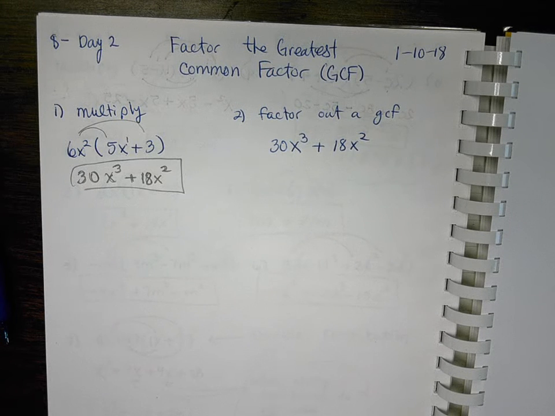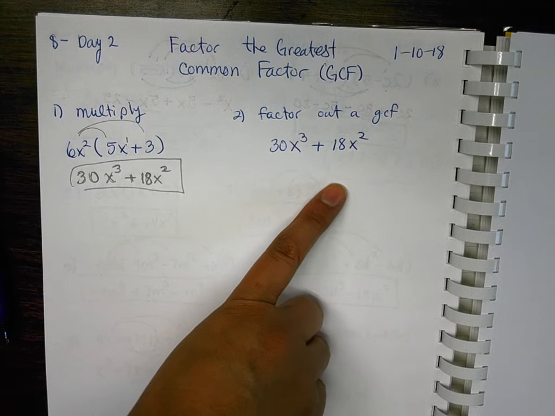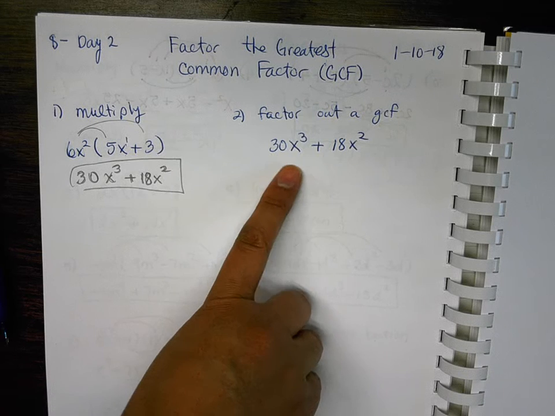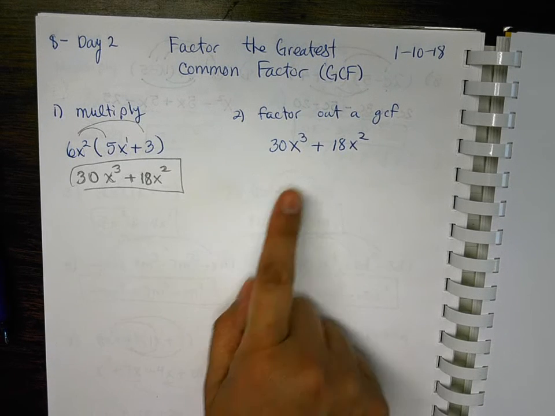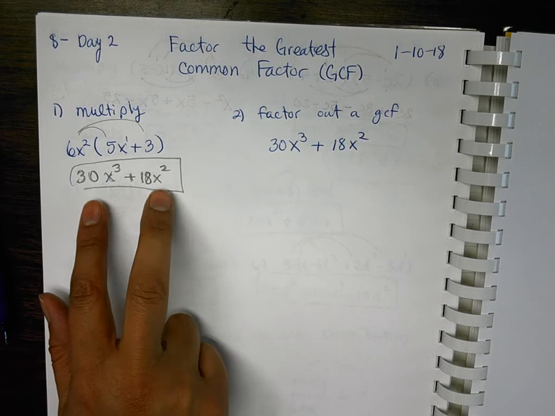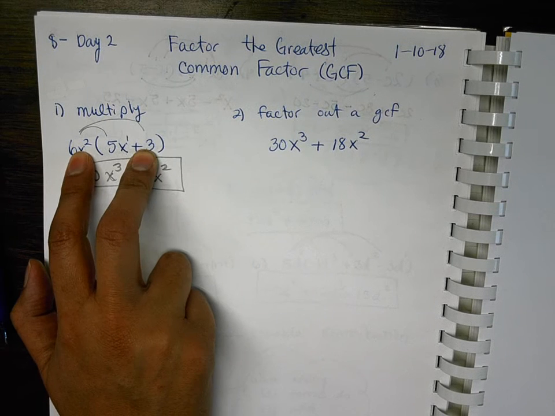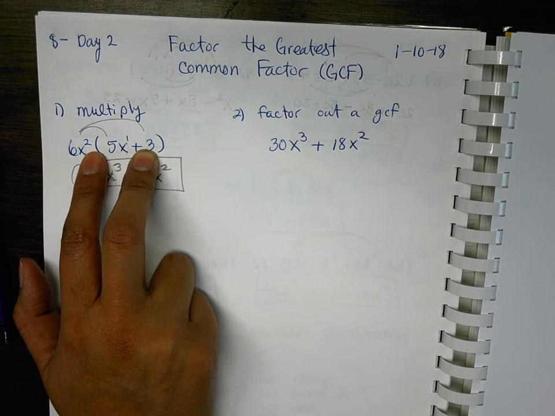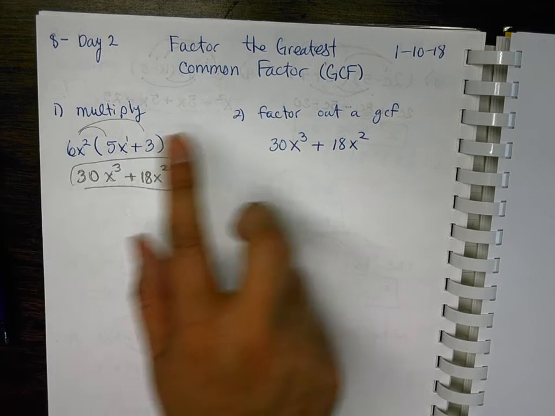Okay, we're ready? Should we know the answer to this problem without any work? Why? Because I told you we're working backwards. I'm giving you the answer. You work back to the original problem. Is this the answer we just got on number 1? So working backwards, what's going to be the answer to this? The 6x squared parentheses 5x plus 3. So the answer to factoring this is this up here, because again, we're going backwards.